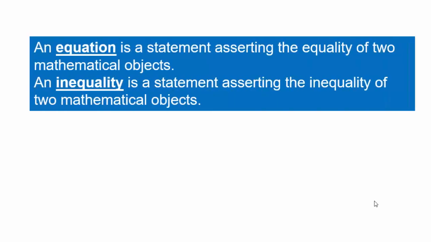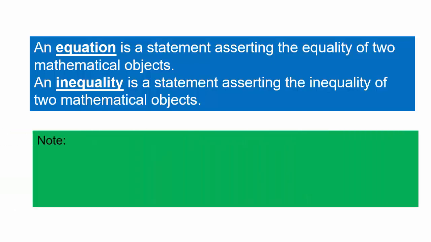We're now ready to embark on a journey of equations and inequalities. So an equation is a statement asserting equality of two objects, whereas an inequality is a statement asserting inequality of two mathematical objects. What does that mean? That means if I say x is equal to 2, x is a polynomial, 2 is a real number, and I'm saying that the algebraic quantity x is equal to the real number 2. If I were to say x is smaller than 2, that would be an inequality.